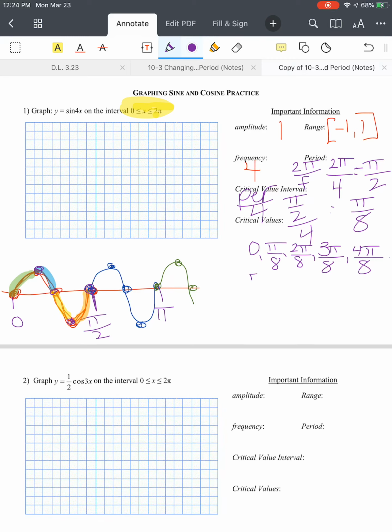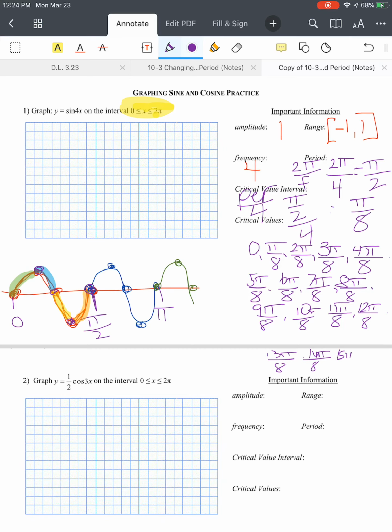Then I have another one at 5 pi over 8, 6 pi over 8, 7 pi over 8, 8 pi over 8. That's only pi, right? 8 pi over 8 is pi. I need to go to 2 pi, so I got to keep going. 9 pi over 8, 10 pi over 8, 11 pi over 8, 12 pi over 8. Got to keep going. 13 pi over 8, 14 pi over 8, 15 pi over 8, 16 pi over 8, and I'm finally going to stop there. It's a long one, because 16 pi over 8 is the same as 2 pi.